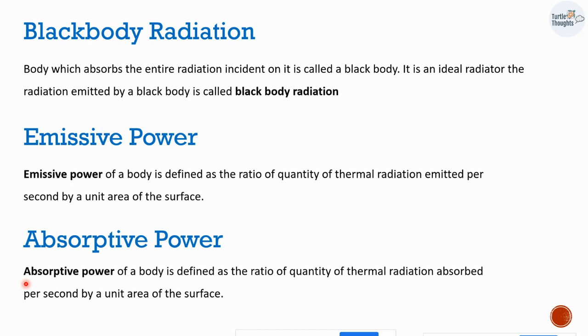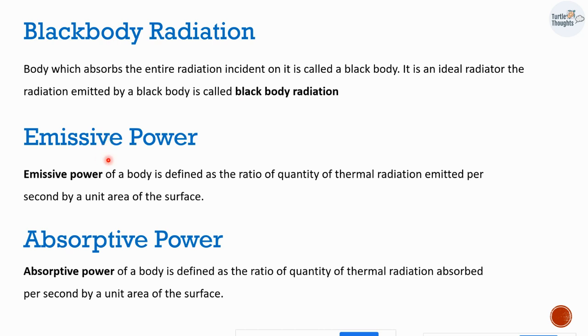Next, we have black body radiation. A body which absorbs the entire radiation incident on it is called a black body. It is an ideal radiator. The radiation emitted by a black body is called black body radiation. As simple as that.